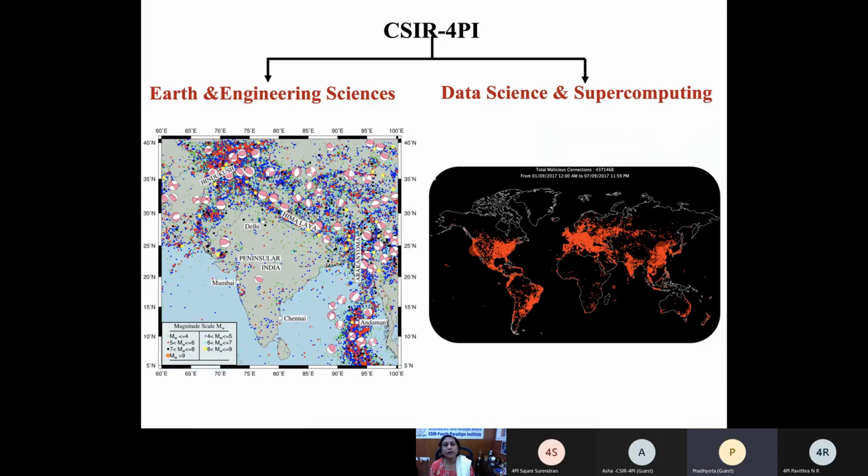So our organization has two major divisions, like I've said earlier: Earth and Engineering Sciences, and Data Science and Supercomputing. Data science and supercomputing is in the fourth paradigm of science. Earth and Engineering is still in the third paradigm of science, but we have initiated projects cutting across these two disciplines so that the domain expertise of Earth and Engineering Sciences will be used under Data Science and Supercomputing, which I think Asha will speak about in her talk.